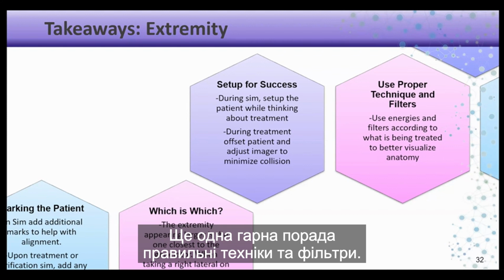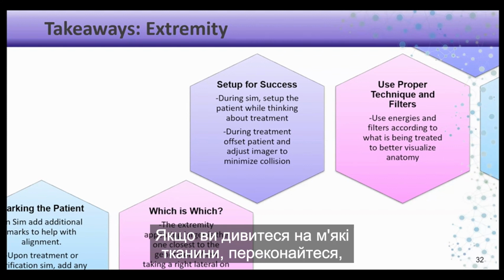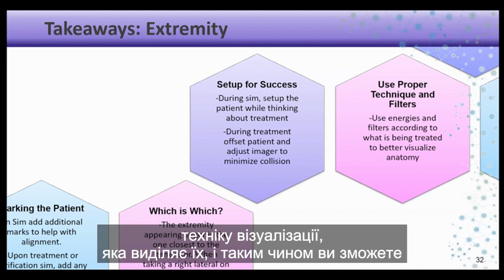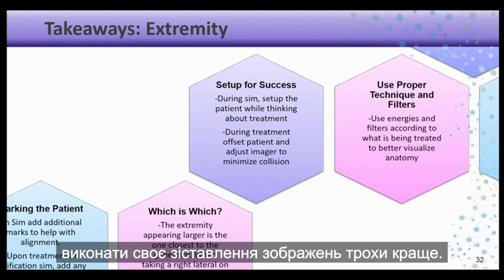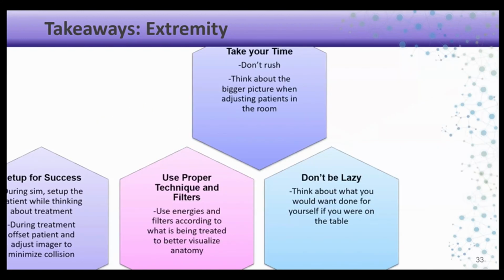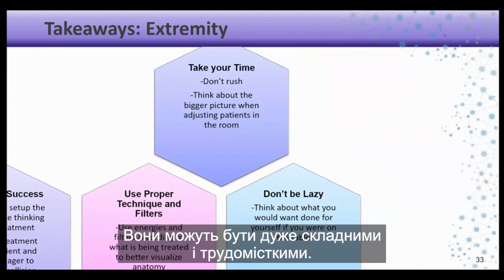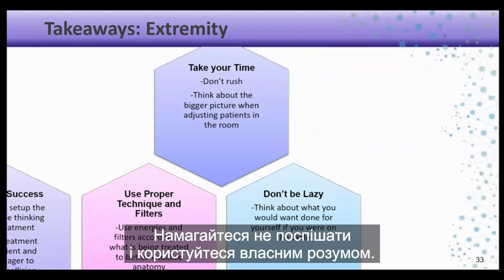Another good piece of advice is to use the proper techniques and filters. If you're looking at soft tissue, make sure you're using a filter and a technique for your imaging that highlights that, so that you can perform your match a little bit better. And then finally, take your time with extremities. They can be very complex and time consuming. Try not to rush it and use your best judgment.